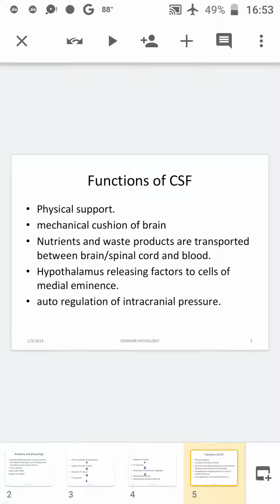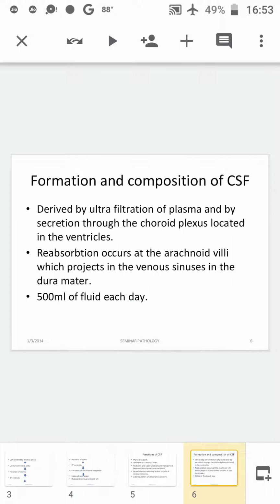What are the functions of the CSF? It provides physical support and a mechanical cushion to the brain. It transports nutrients and waste products between the brain and the blood, and it auto-regulates the intracranial pressure.